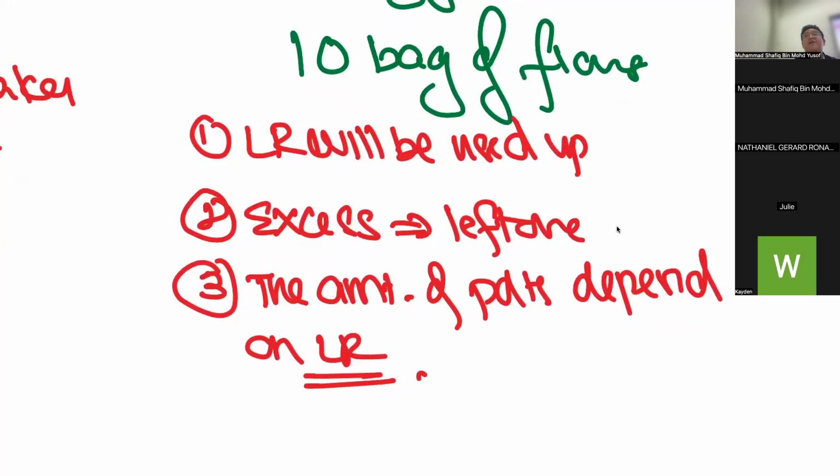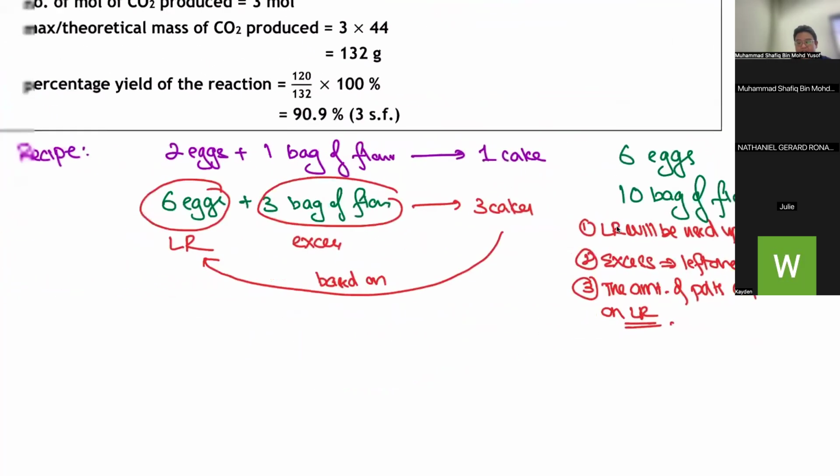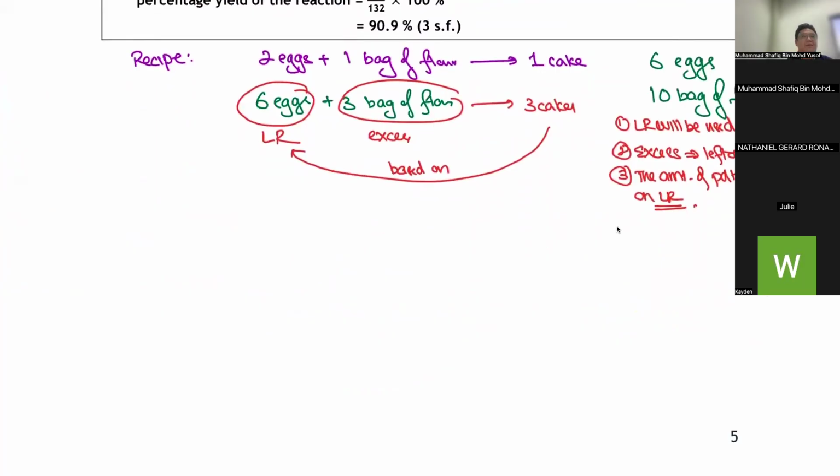Okay, so in the cake recipe, life is easy because why? You have eggs, you have flour, full stop. Okay, now we're going to deal with more. So everyone please pay attention to the next part we're going to discuss. I'm going to use the same example, which is nitrogen plus hydrogen.